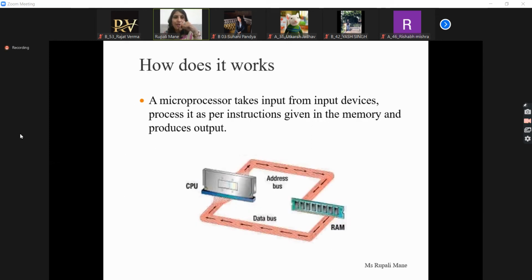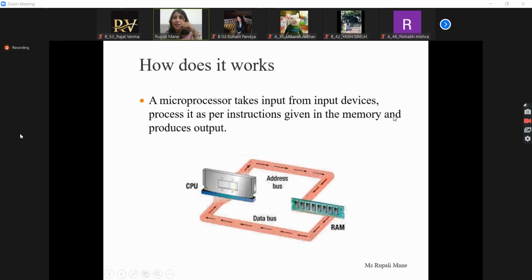Now, as I explained earlier, a microprocessor takes input from input devices, processes it as per the instructions given in the memory, and produces output. So now you can see here, this is your CPU, these are the buses, and this is the RAM. So this is nothing but your microprocessor based system.